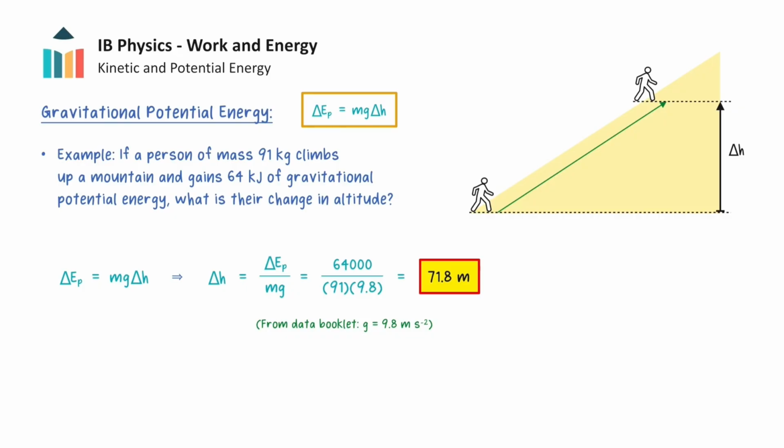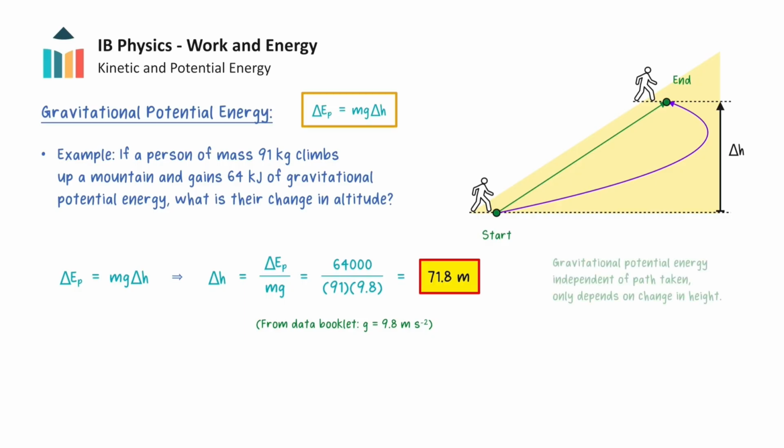Moreover, we can use the same expression for gravitational potential energy whether the person's path is curved or straight. The work done by or against the gravitational force depends only on the starting and ending points, not on the path between them. So gravitational potential energy is related only to their change in height.